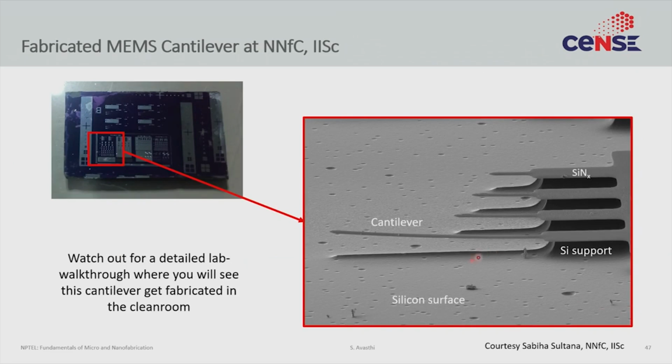So here is an actual device that we fabricated, that you will see getting fabricated in the lab course, in the lab visit. And if you look at an SEM, you can actually see the cantilevers that you have made. So you see the silicon support, right? You see the MEMS cantilever, the silicon nitride cantilever, right? We have made 3 different sizes here. And because the sizes are different, their frequencies of oscillation are different, their fundamental frequencies are different.